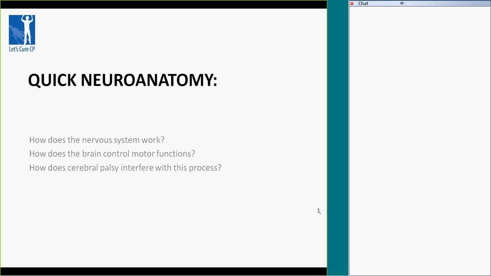Now we're going to go through a little bit of neuroanatomy, nothing too detailed. We're going to cover, in general, how the nervous system works, the way motor functions work, and how CP interferes with it. Next slide, please.